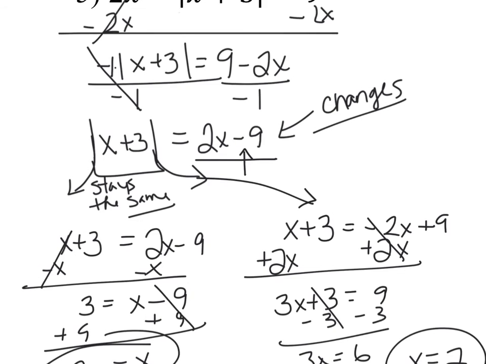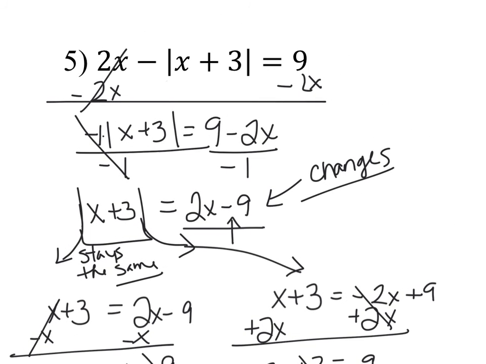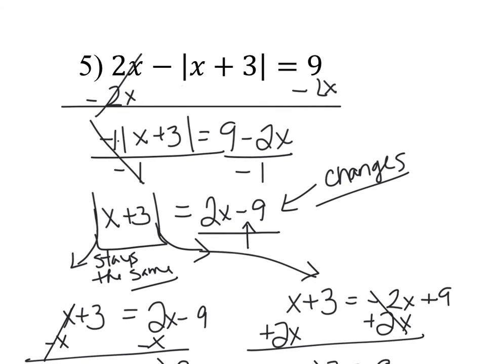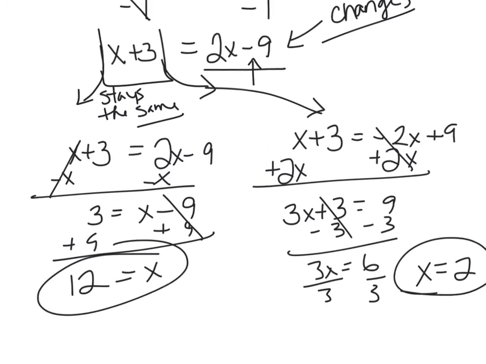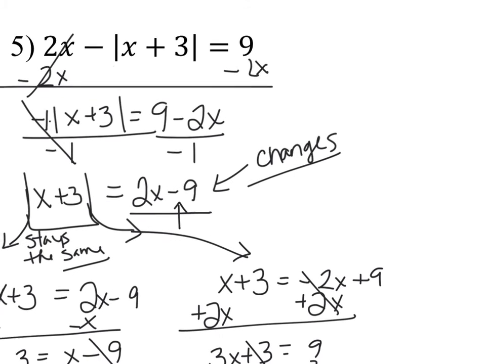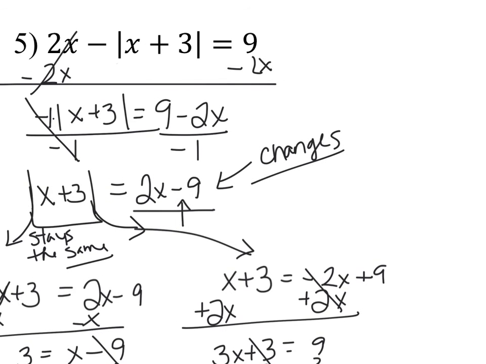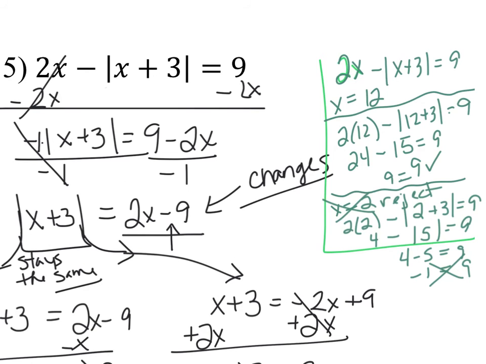Going back and checking is a good idea, okay, because that whole negative situation is a problem. So we should go back and check back into the original. So I got 12 and 2. I'm going to check here on a pause, okay? Okay, so when I checked this, I found out that when I plugged in 12, I got 9 equals 9, and that was awesome. So this one checks out.